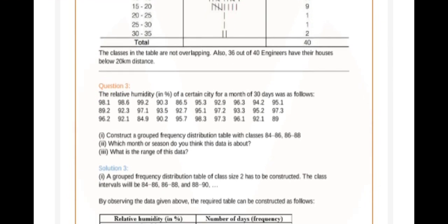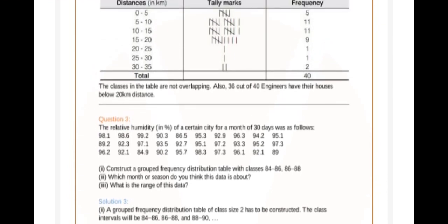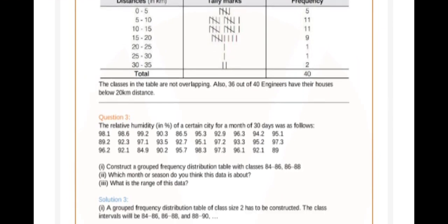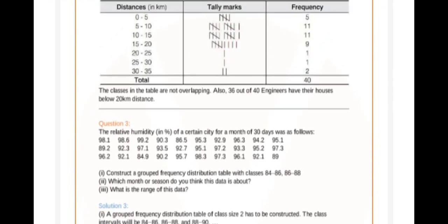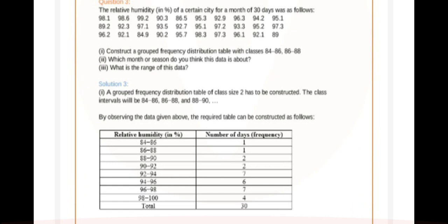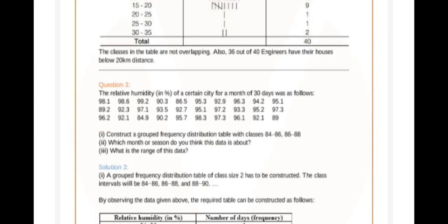So the classes in the table are not overlapping. Also, 36 out of 40 engineers have their houses within 20 kilometers. Here, 20 to 25 is the farthest, so it is 36, minus 4 you have to do, so that's why.